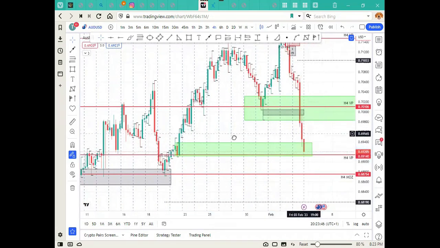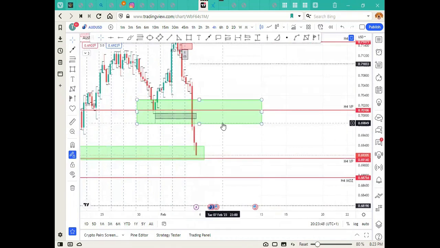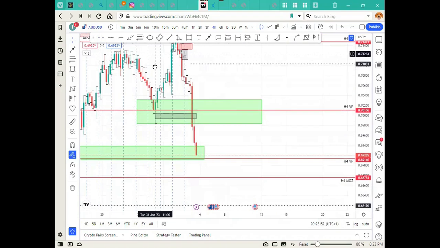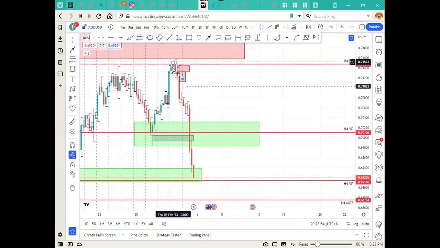Yes, this was the validation point we marked out last Sunday. The market came to it, but didn't break it. We saw the buy, the last push. This is the last wave to the upside for AUD USD.